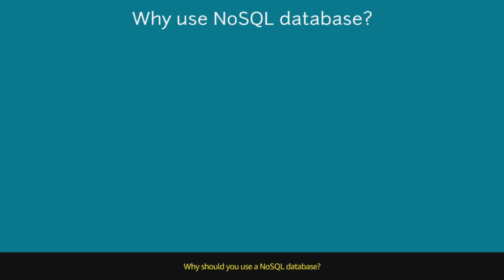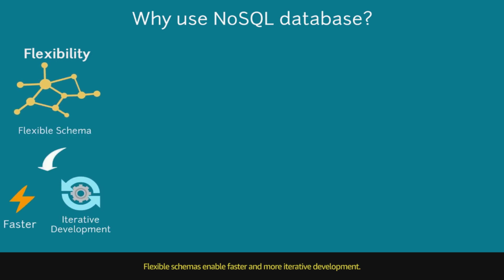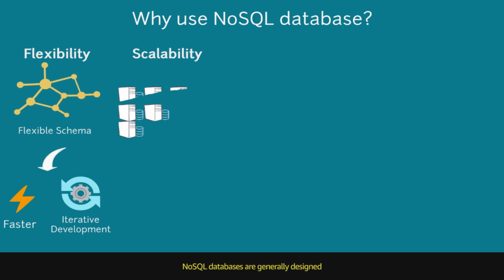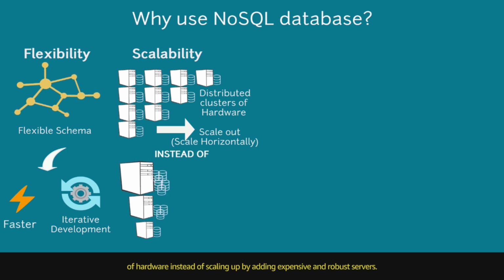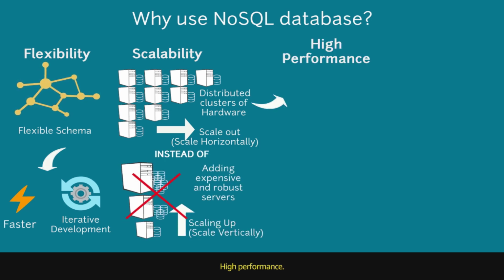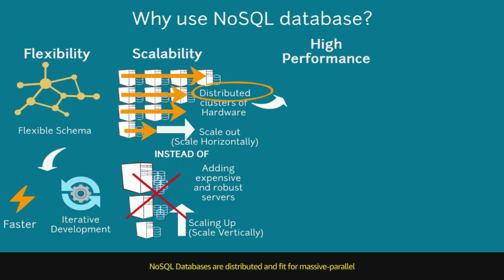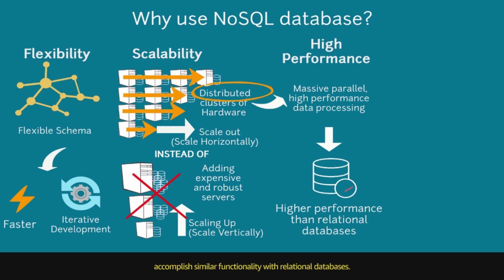Why should you use a NoSQL database? Flexibility. Flexible schemas enable faster and more iterative development. Scalability. NoSQL databases are generally designed to scale out by using distributed clusters of hardware instead of scaling up by adding expensive and robust servers. High performance. NoSQL databases are distributed and fit for massive parallel high-performance data processing across processing nodes and servers. This enables higher performance than trying to accomplish similar functionality with relational databases.